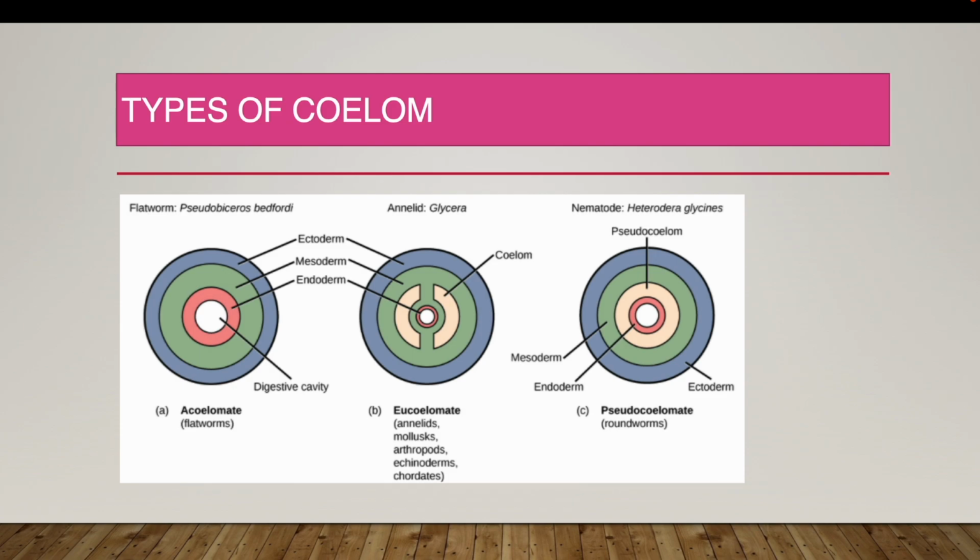Then when the true coelom is there, that is called eucoelomate. Starting from Annelida to all the chordates, they come under the true coelom or eucoelomate category.